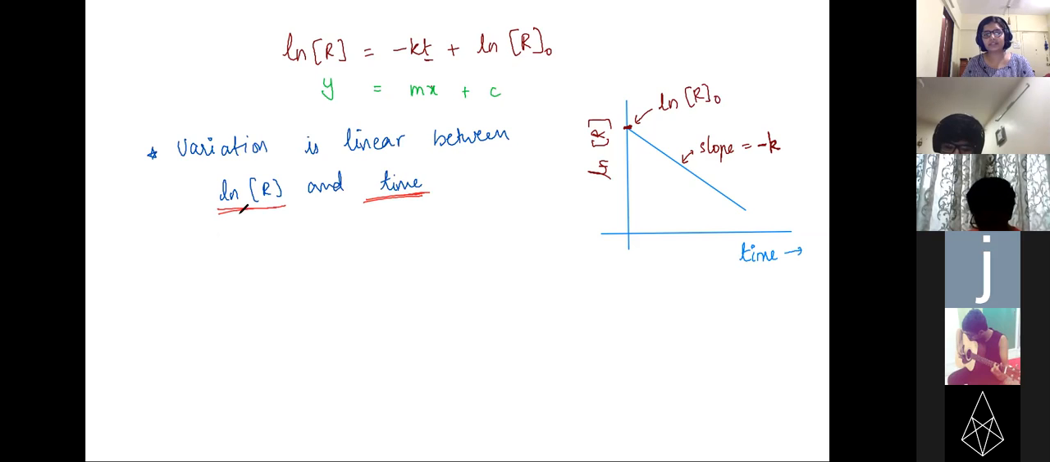You might get MCQs or assertion-reasoning questions. Maybe you'll be given options for a first order reaction, choose what is the right variation. One option may have just concentration, the other option may have the logarithm of the concentration. So you need to be a little careful. In this case, the slope will be equal to minus K.